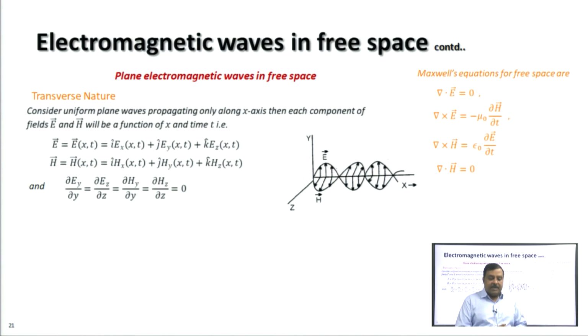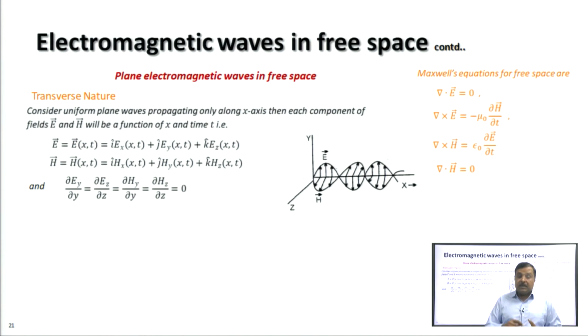So, let us consider plane waves. We write the wave equation as psi equal to psi 0 sin omega t minus k x. In this kind of a plane wave, psi is a function of x and t. So if psi is a function of x and t, then the wave is propagating along x. If we consider electromagnetic waves propagating along x axis, then electric field E is a function of x and t, and magnetic field H is a function of x and t.